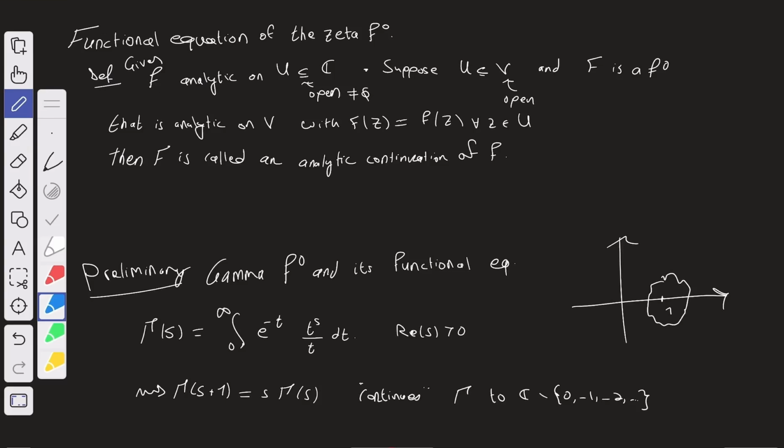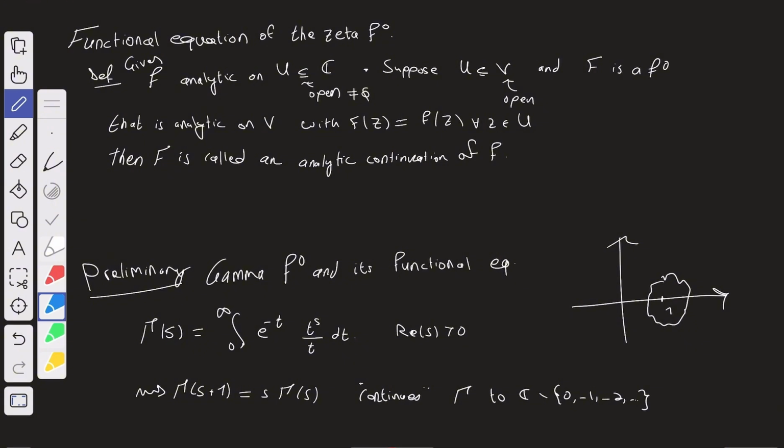Welcome to a new video in a course on the Riemann hypothesis and its applications. This video will be a bit of a digression where we discuss the functional equation of the Riemann zeta function. In the previous video, we broadly introduced the Riemann hypothesis and we defined the Riemann zeta function by its functional equation. So the goal of this video is to prove the functional equation of zeta.